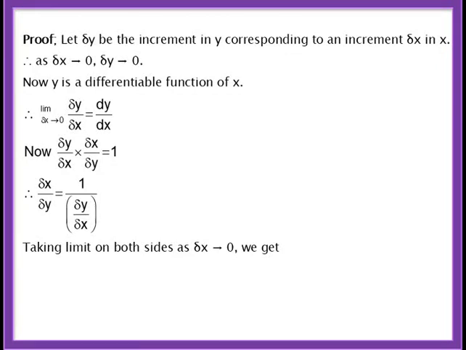Now how to prove this result? The proof is very simple. Let delta y be the increment in y corresponding to an increment delta x in x. What do you mean by an increment? An increment is a very small change. So as x changes by delta x, y will change by delta y. Now as delta x tends to 0, delta y will also tend to 0.